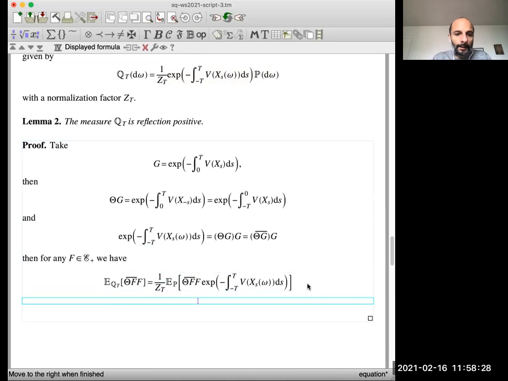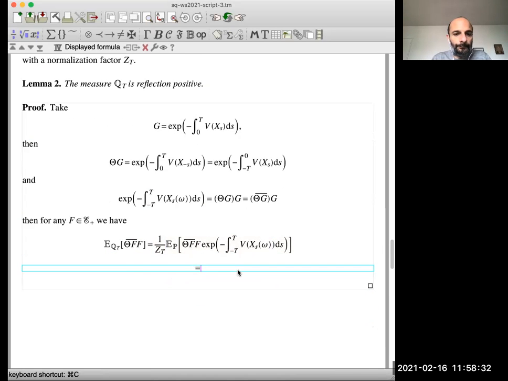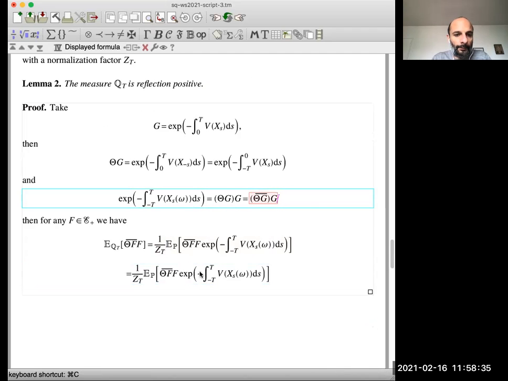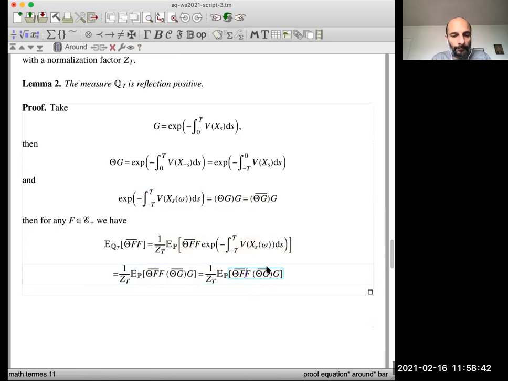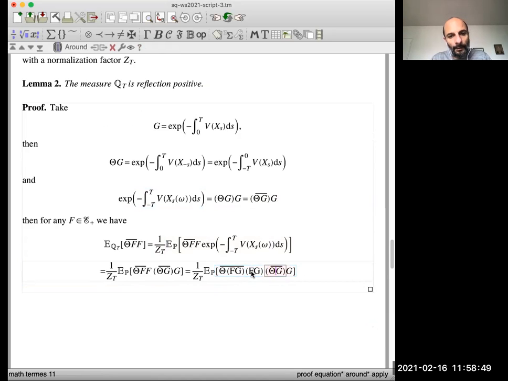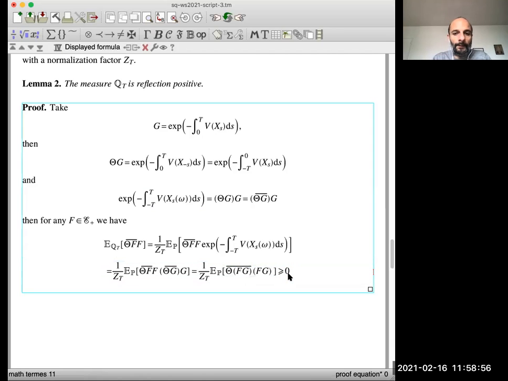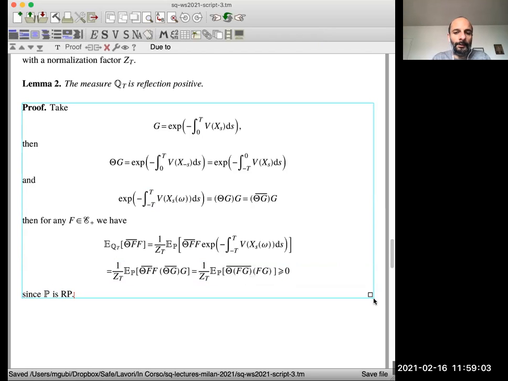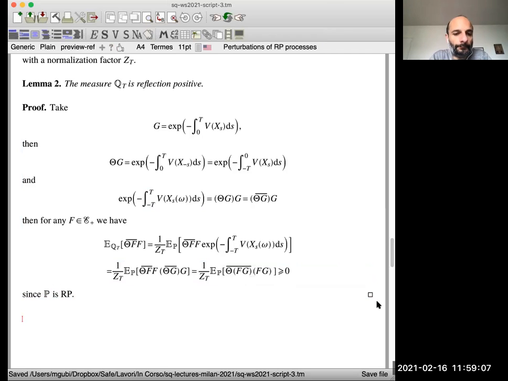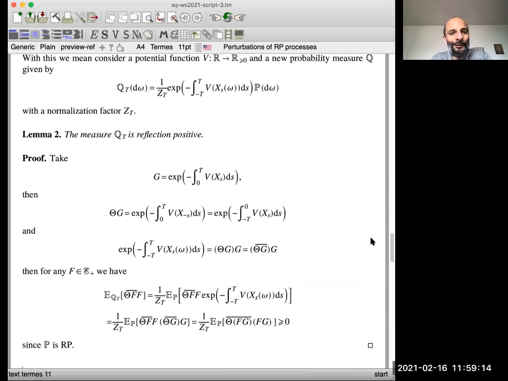So this is the formula, and now we can rewrite this factor as that, and you see that. Now you think two seconds, and you just have to put things together. This is FG, and this is F times G. And this is positive since P is reflection positive. So you see that this way of perturbing preserves reflection positivity. And I think actually it's the only way we know to perturb things which preserves reflection positivity.